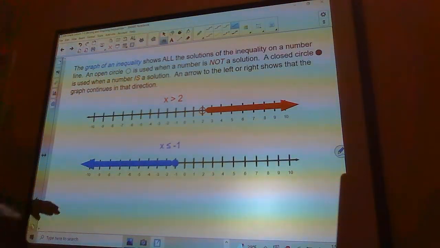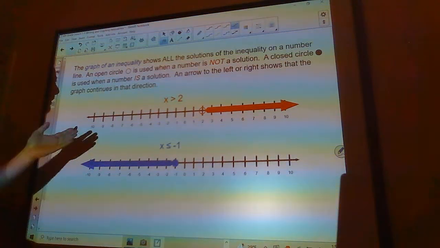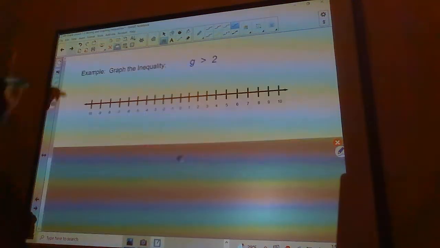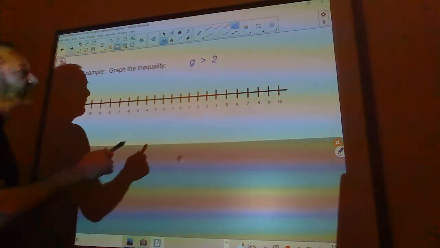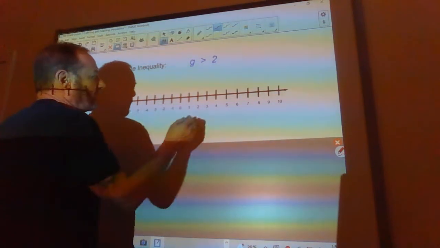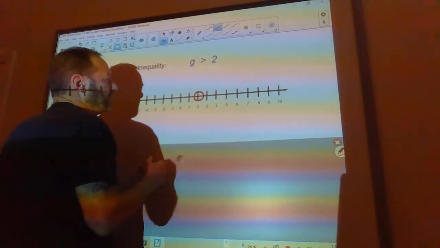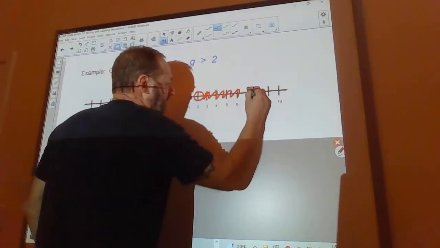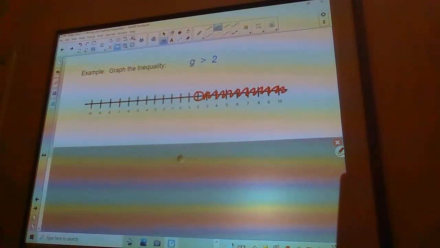Okay, so you're going to make some graphs like this. You're going to get an inequality, and you're going to have to graph it on a number line. So let's look at this one. Graph the inequality g is greater than 2. Since it's greater than, we're going to put an open circle at 2, and greater than means we're going to shade to the right, because those are the numbers bigger than 2.